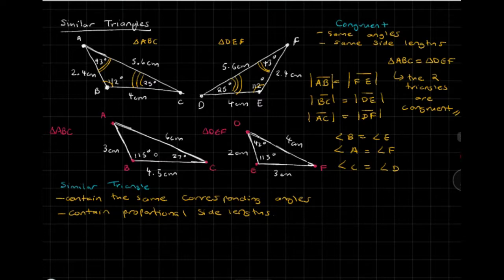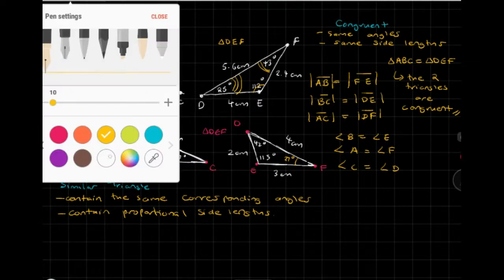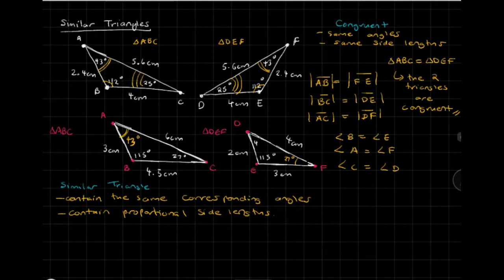We know that the sum of all the interior angles of a triangle adds up to 180. So if we wanted to find this missing angle, we would add 115 plus 27 and subtract it from 180, and we should get 43 degrees. If I did the same thing for triangle DEF, if I add these two together and subtract from 180, we should get 43 degrees. Sorry, there's a little typo here. This should actually say 43 instead of 42. This is 43 degrees.